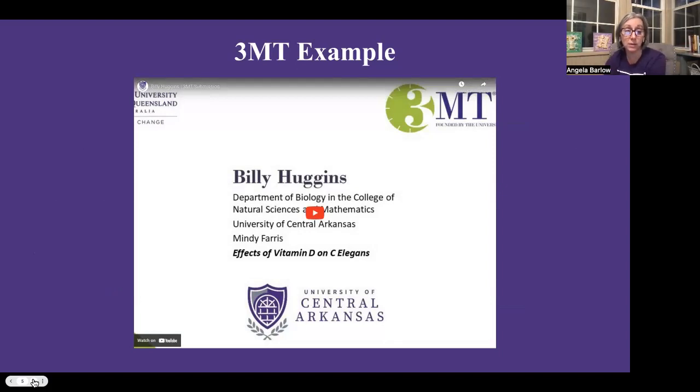I would like to show this and have you think about what some of the aspects of this example are. What do you see that draws you in? What do you see that maybe turns you off? So just take a moment and think about this as you listen in, and it should be no more than 3 minutes.